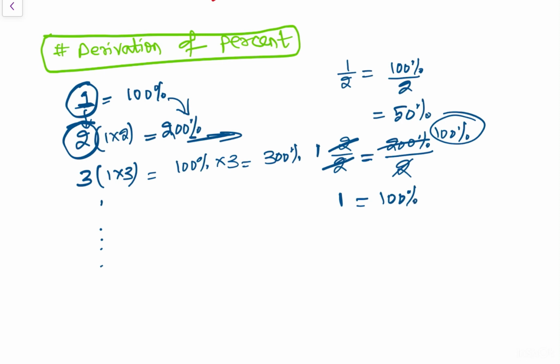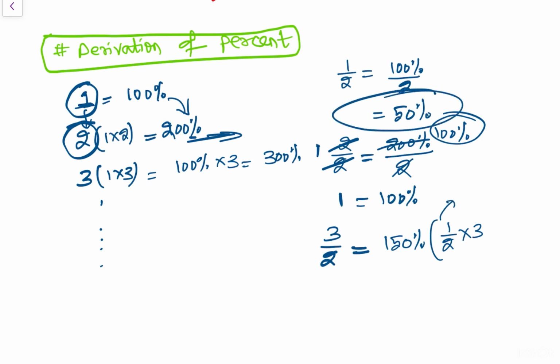ठीक है. Then 3 by 2, how much is it? 3 by 2 is 150%. How? It is 1 by 2 into 3. So 1 by 2 का value कितना है? 1 by 2 is, as we got, 50%, into 3, that is 150%. Then 4 by 2, how much is it? 200%. How? 2 2s are 4, and 2 is equal to 200%. So if 1 is 100%, 2 is 200%, like that.